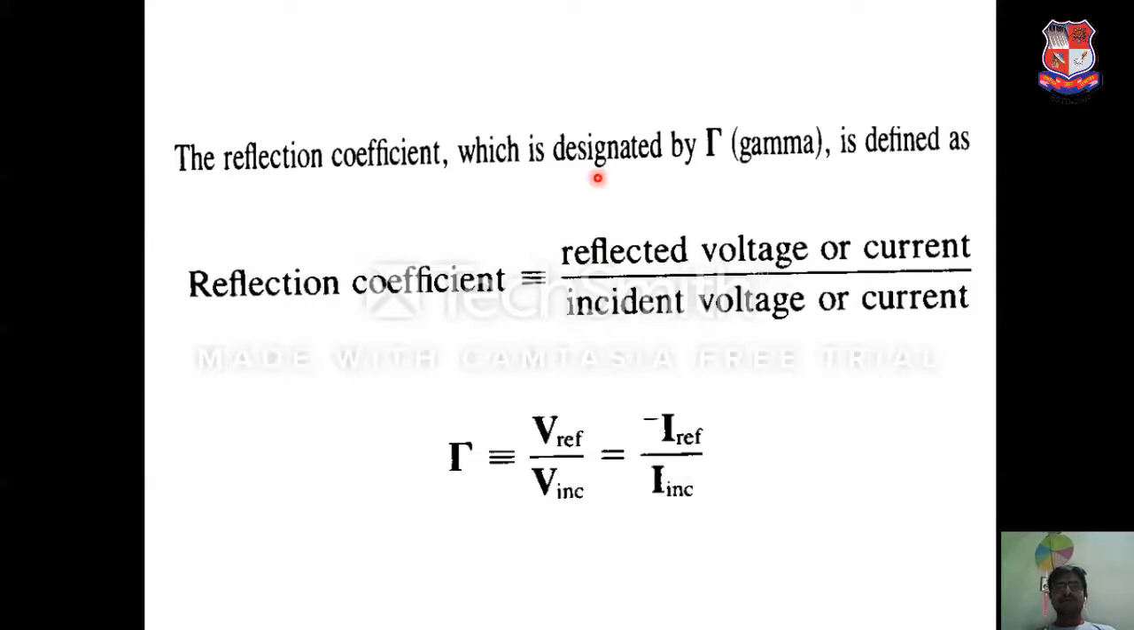Now, as we know, the reflection coefficient gamma is defined by the ratio of reflected voltage or current to the incident voltage or current. This we have already discussed in chapter number 5, on propagation of electromagnetic waves. So simply we can define gamma is equal to V reflected divided by V incident.